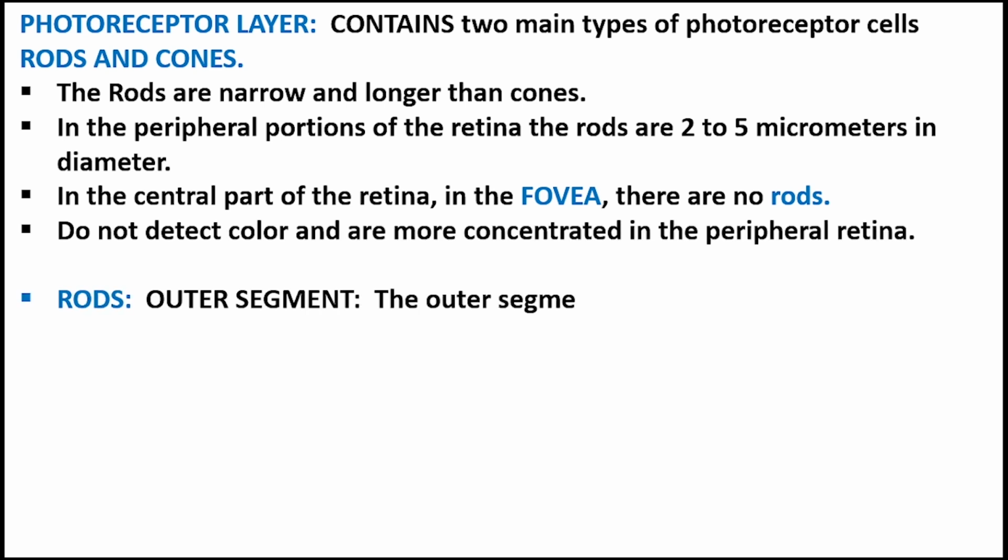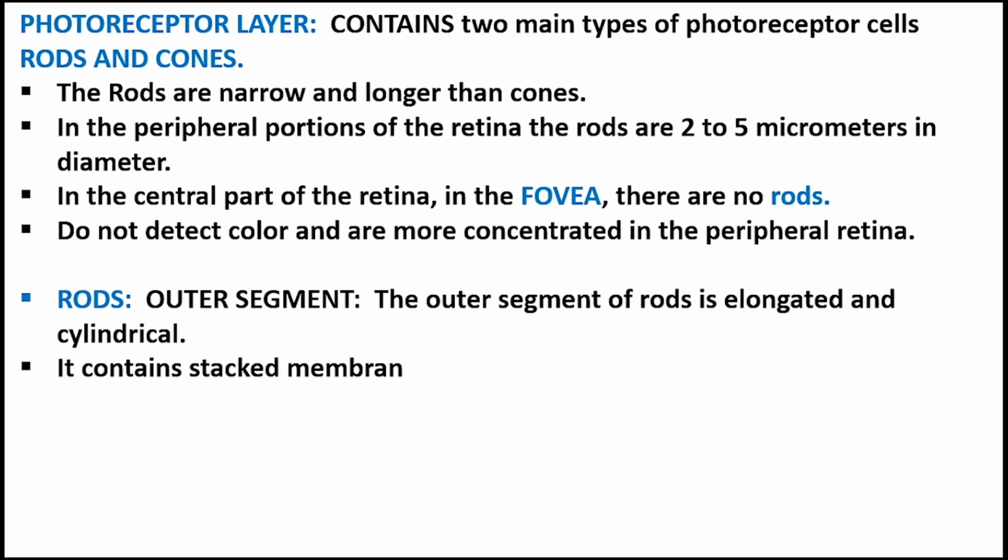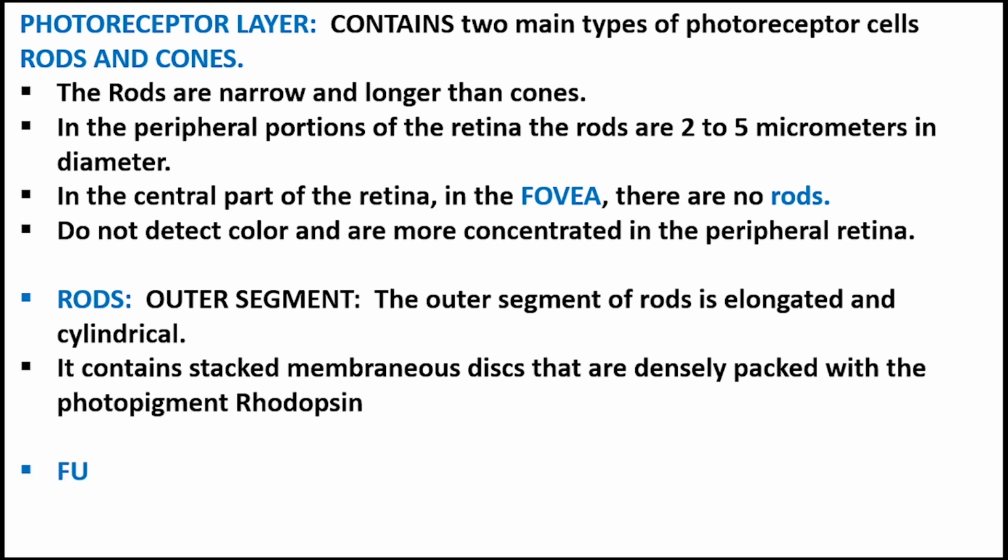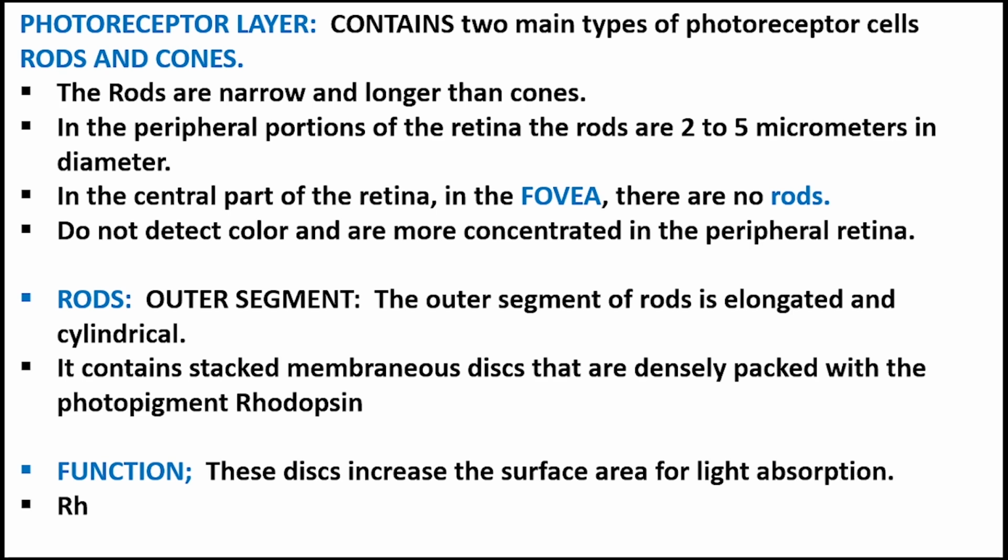Rods, outer segment. The outer segment of rods is elongated and cylindrical. It contains stacked membranous discs that are densely packed with the photopigment rhodopsin. Function: these discs increase the surface area for light absorption. Rhodopsin is highly sensitive to low light levels.